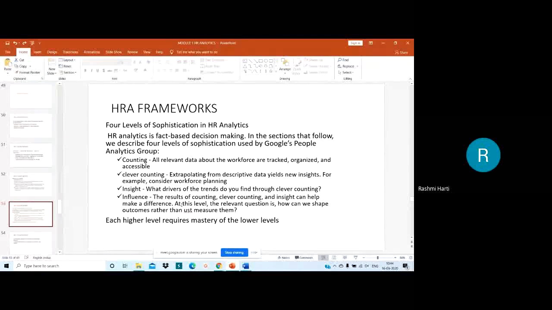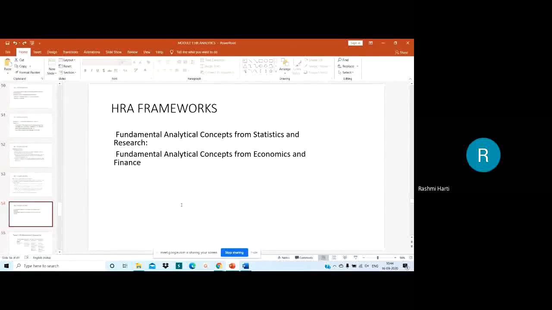So each higher level requires mastery of a lower level. So all these steps are interconnected with each other. So that's what a Google People Analytics Group does. Then fundamental analytic concepts from statistics and research, fundamental analytic concepts from economics and finance. So this is what exactly we'll be looking into in the next slides.